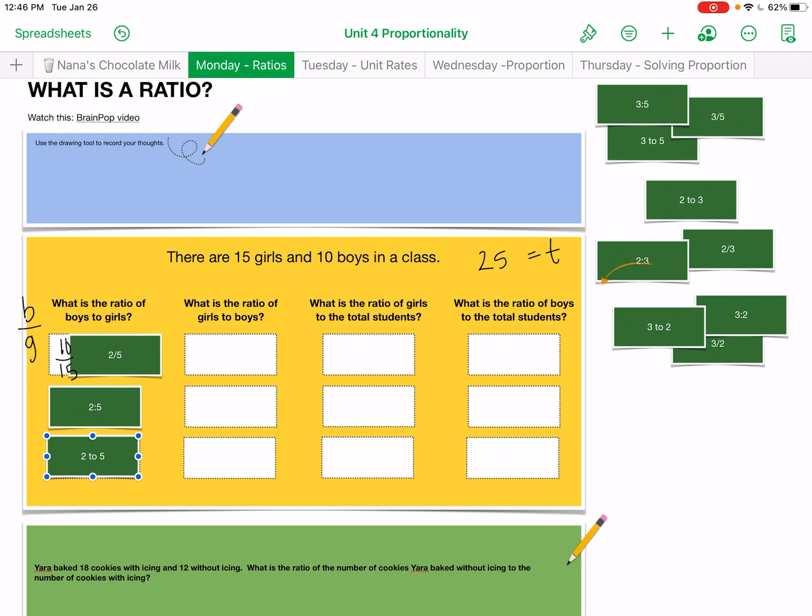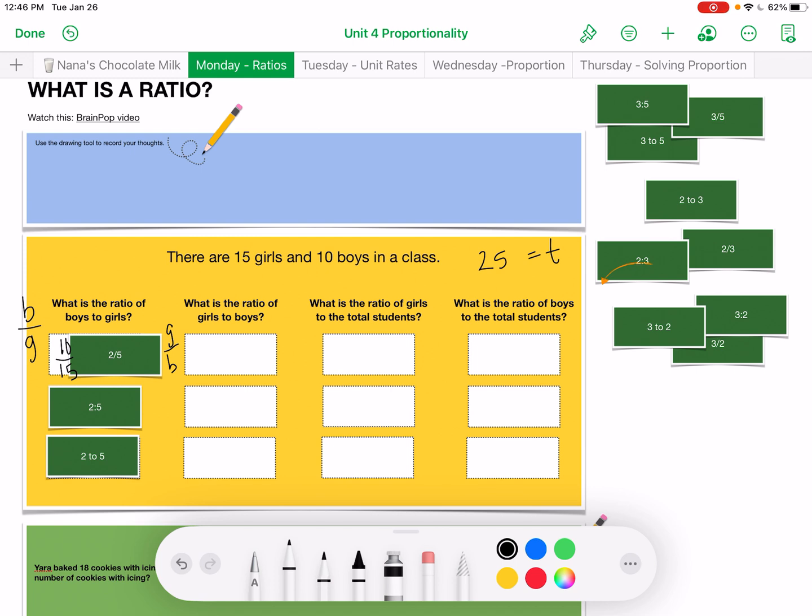Our next ratio. What is the ratio of girls to boys? So now I'm going to put girls to boys. And we know that girls is 15 and boys is 10. Well, we're just going to end up flipping that. So it would be 3 to 2, because 5 will go into 15 3 times, and 5 will go into 10 2 times.